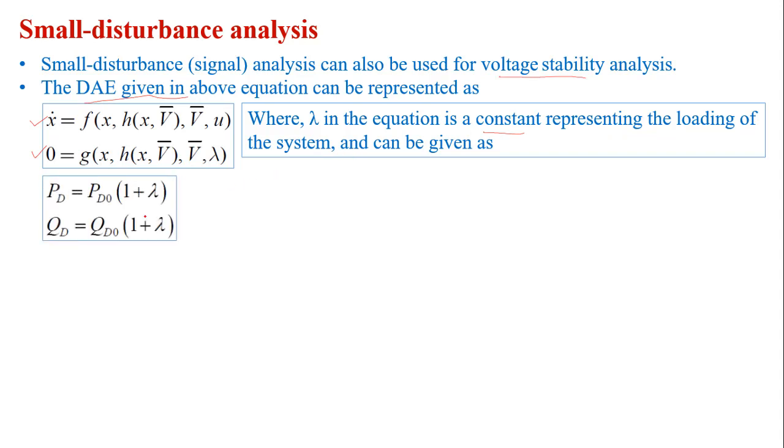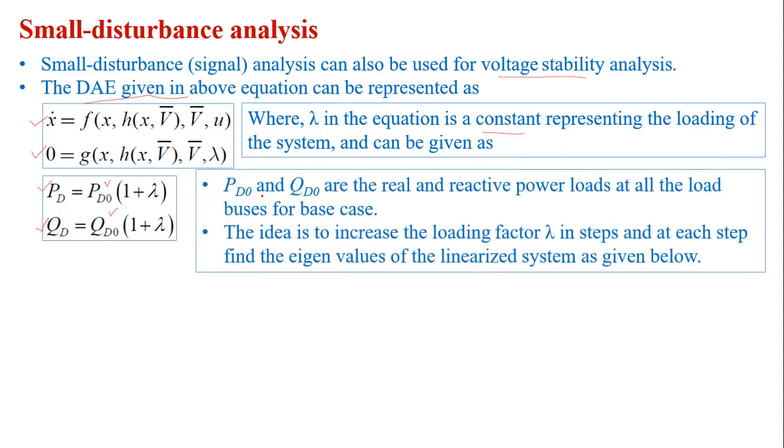So lambda can be related to this, that is, I can write PD equal to PDO into (1 plus lambda), and QD equal to QDO into (1 plus lambda). So PDO and QDO are nothing but the base real and reactive power loads at all the load buses for the base case. The idea is to increase the loading factor lambda in steps.